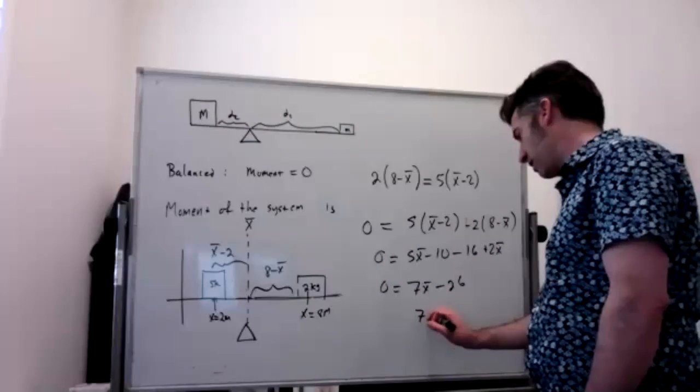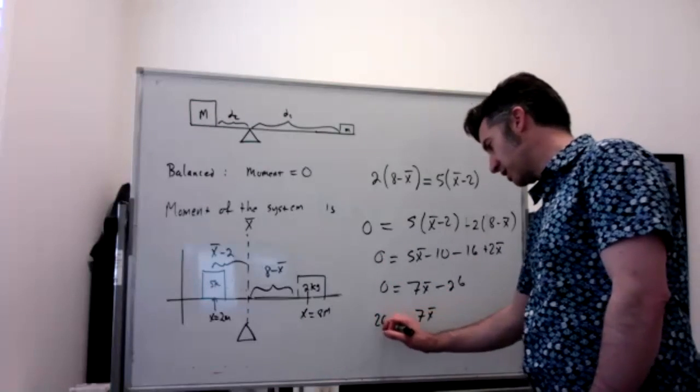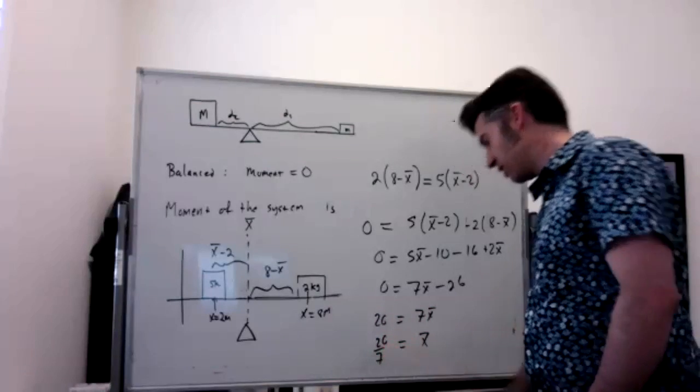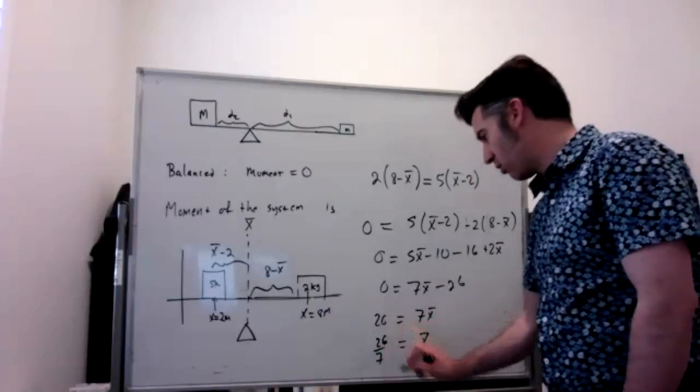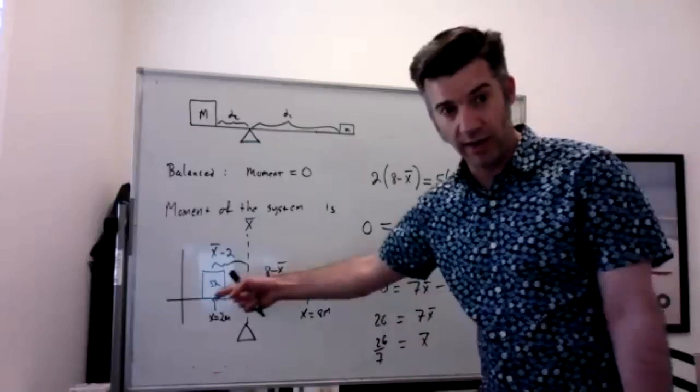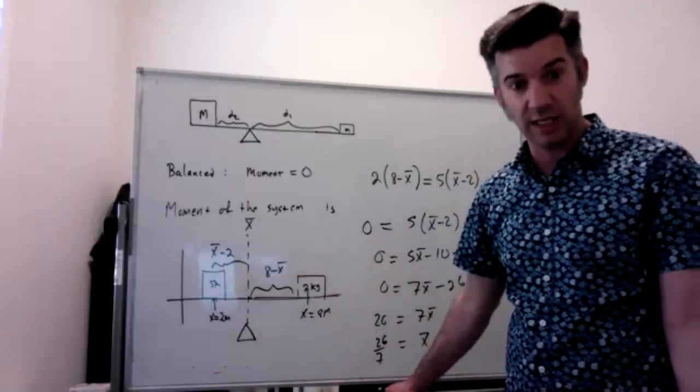So 7x bar equals 26. x bar equals 26 over 7, which is almost 4, which is definitely closer to that, right? Because halfway between 2 and 8 is 6.